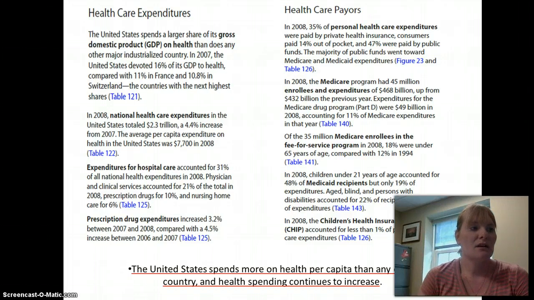This is just kind of a newspaper clipping that talks about some of the different healthcare expenditures and healthcare payoffs, so that you can read these on your own. But the main thing here is that the United States spends more on healthcare per capita than any other country, and health spending continues to increase. So how can we basically modify this? What can we do to change the health expenditure and the healthcare costs within our country?